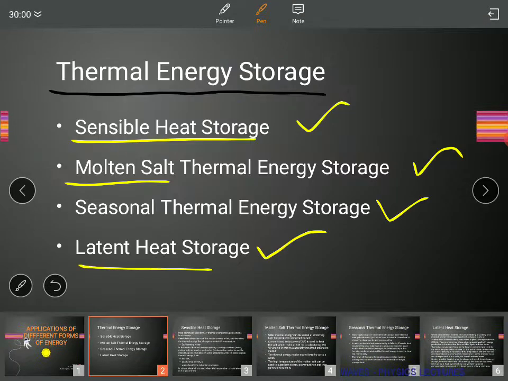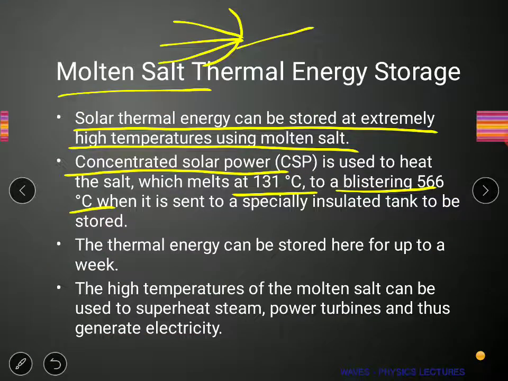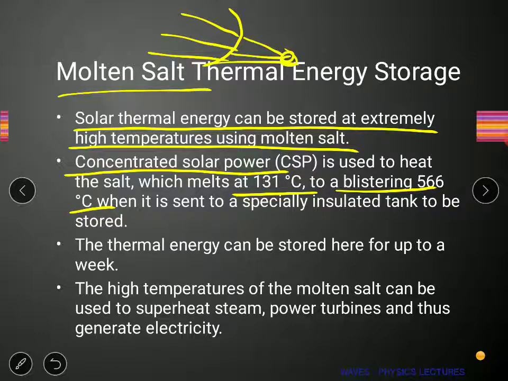So what happens is the sunlight falls and gets concentrated. If we take this, it will fall at different locations and finally get concentrated and heat up at a particular location, and this location will have the salt which will get heated up. Now this heated salt, or the molten salt, is stored in an insulated tank.